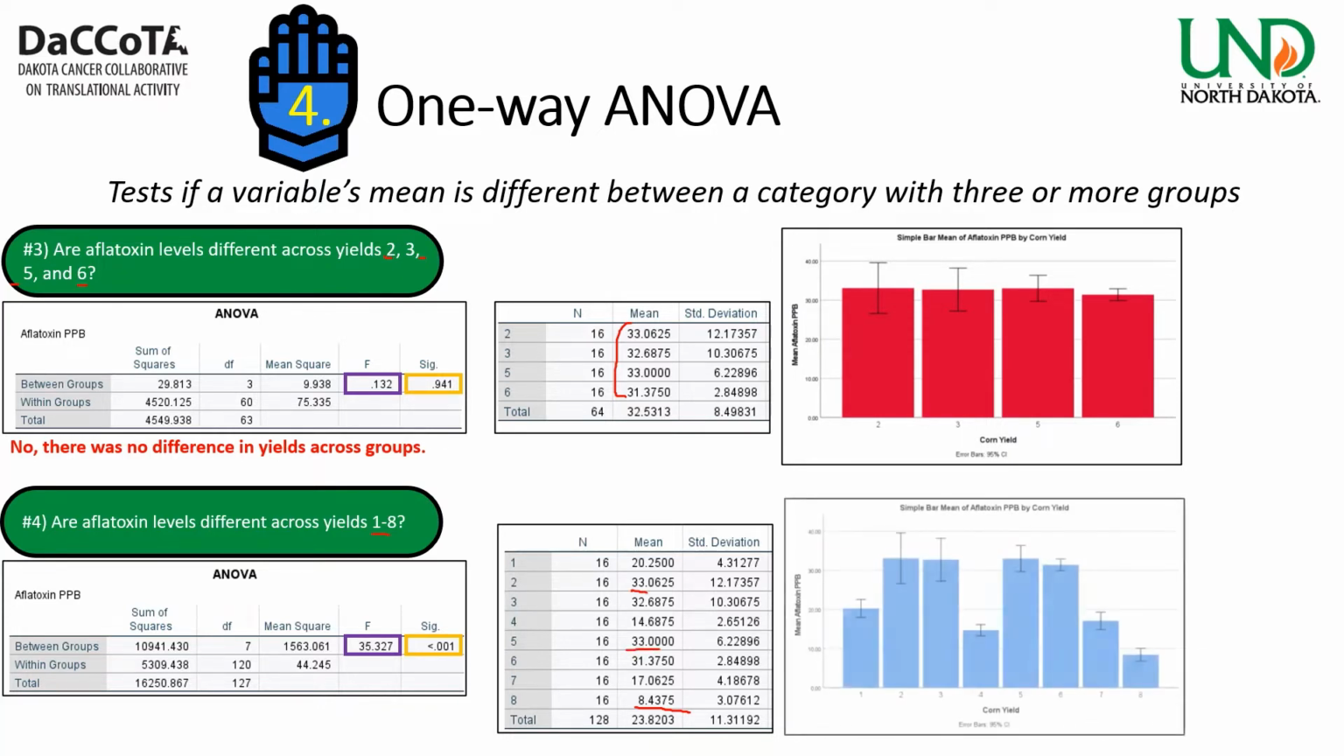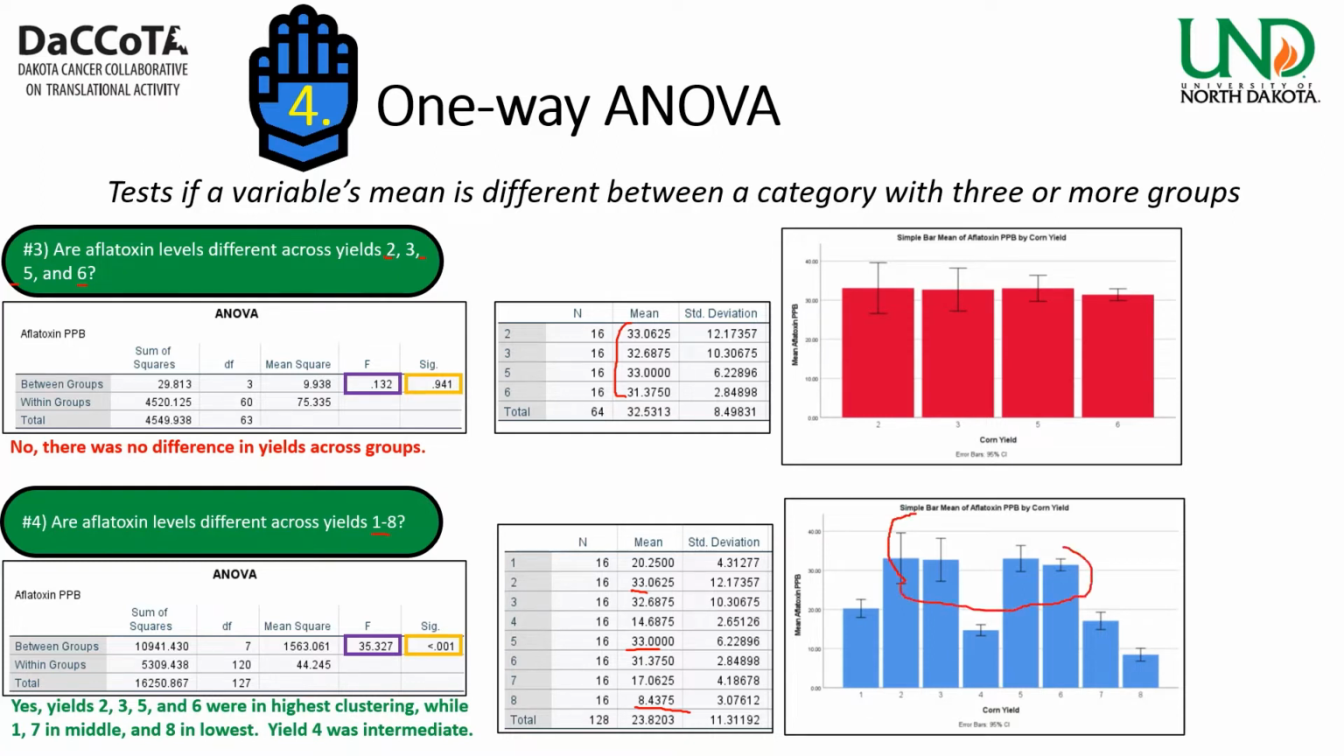So let's show a plot here, and I'm not going to go through all the exact comparisons of what's significant, but we can see here that yields 2, 3, 5, and 6 are kind of this high measurement, whereas 1 and 7 are kind of in this more middle one, and then the lowest is definitely 8, and then 4 is kind of intermediate between these two.